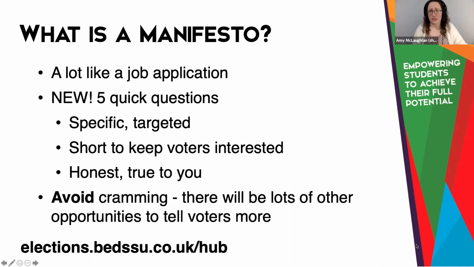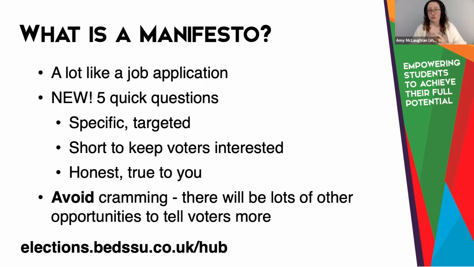So I suppose you could sum this up as quite a lot like a job application. And this year we've made it look a bit more like a job application. So this year it's going to look a bit different. If you've been involved in elections before, or you've seen student elections before, you've voted in them before, you'll see that it's slightly different. And we're going to ask 5 quick questions of every candidate. They're very specific. So we're going to be asking you to target the information that you're giving to students. And we're going to ask you to keep it really short so that we can keep voters interested.